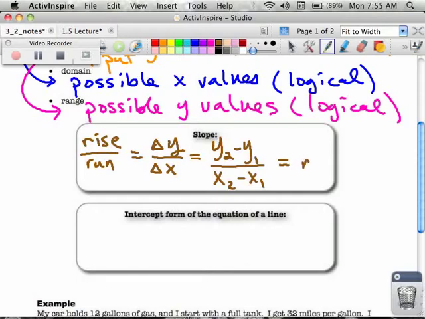Oftentimes we use the letter m to designate slope. That's not required. That's not true in every case. Our calculator actually does not use the letter m. It'll use a or b if you're trying to do a regression line.